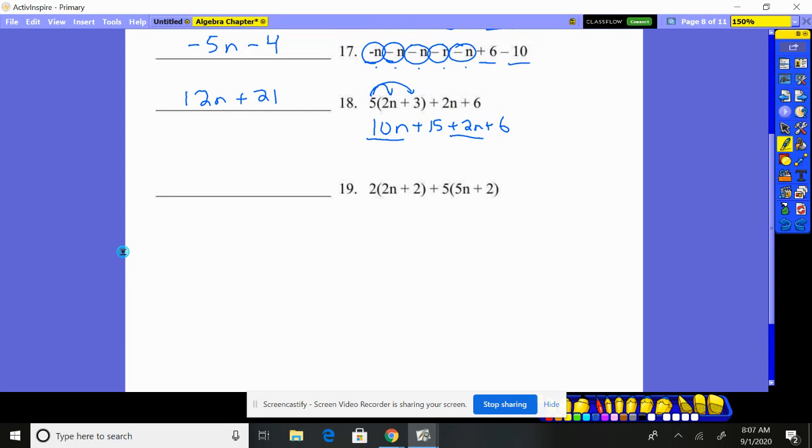And number 19, going to have to distribute the 2 through here, and then the 5 through here, and then combine like terms. 2 times 2n is 4n. 2 times 2 is 4. 5 times 5n is 25n. 5 times 2 is 10. Now let's put together like terms. 4n and 25n, 29n. 4 and 10, 14. Okay.